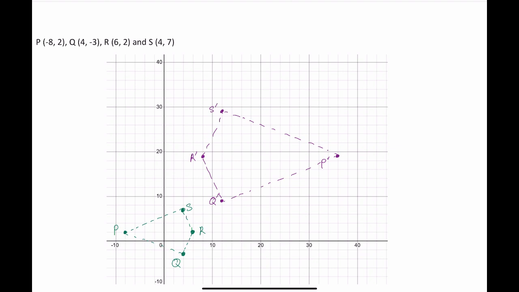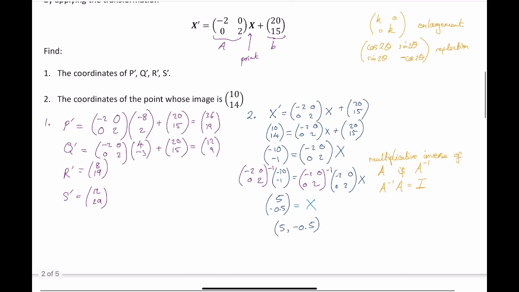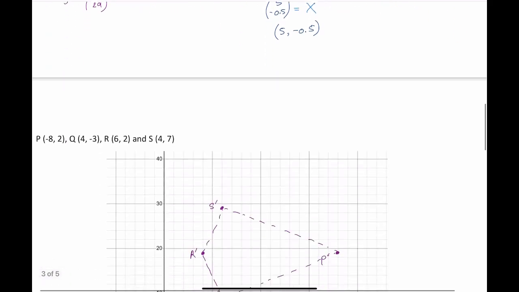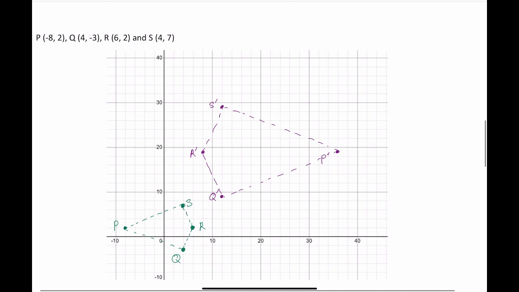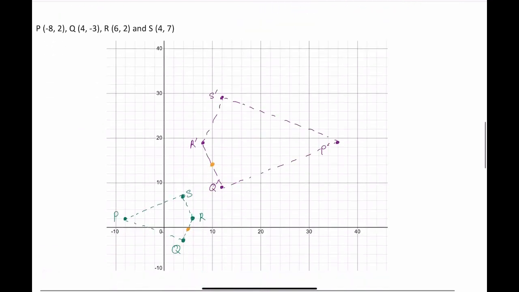That's good. We can also check our answer to part 2. Part 2 said the coordinates of the point whose image is (10, 14). Well, let's look at this point (10, 14). That's this point here. And it's on that line of the shape in between the image of Q and the image of R. Let's check if we look on the original shape in between Q and R. That's somewhere here. And we said we expected that to be at (5, -0.5). Yes, that looks correct based on what we've got. So it's a good sense check.